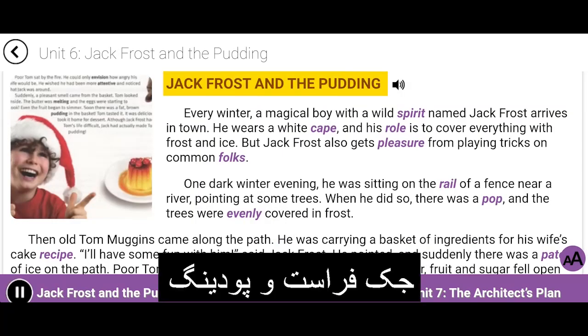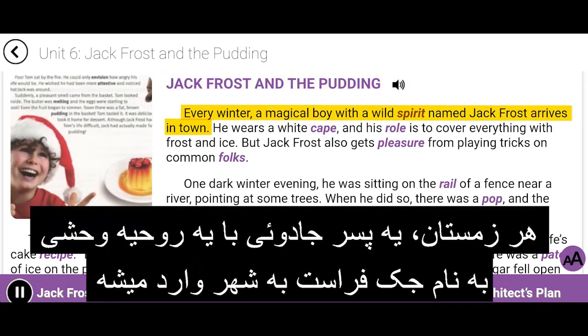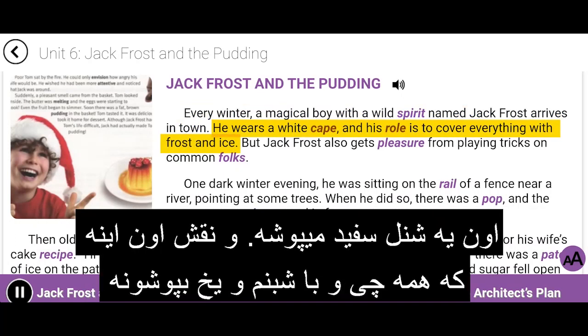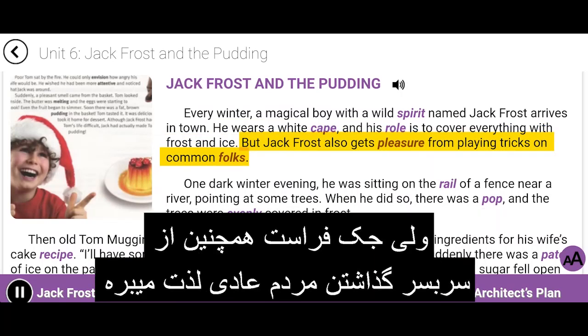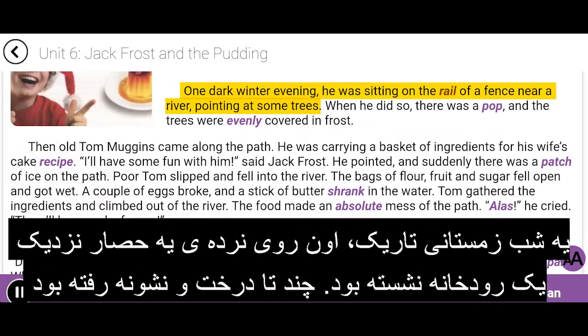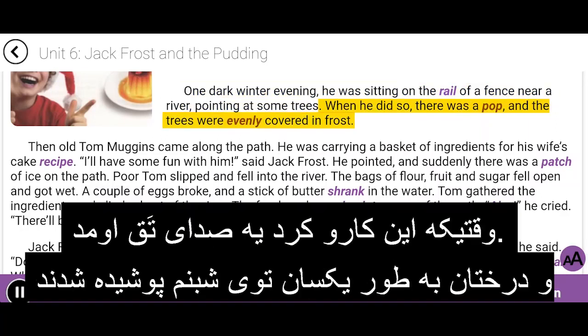Jack Frost and the Pudding. Every winter, a magical boy with a wild spirit named Jack Frost arrives in town. He wears a white cape, and his role is to cover everything with frost and ice. But Jack Frost also gets pleasure from playing tricks on common folks. One dark winter evening, he was sitting on the rail of a fence near a river, pointing at some trees. When he did so, there was a pop, and the trees were evenly covered in frost.